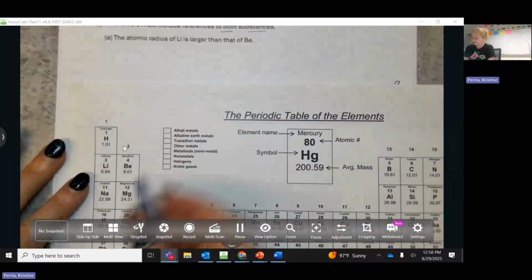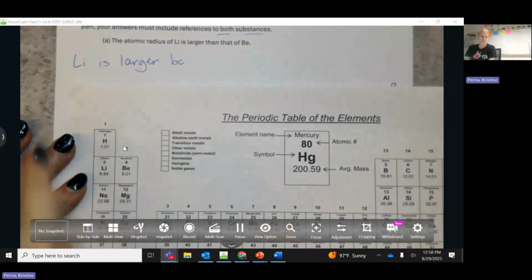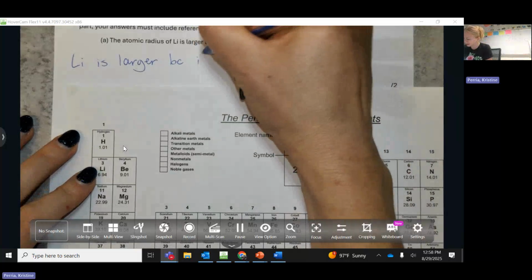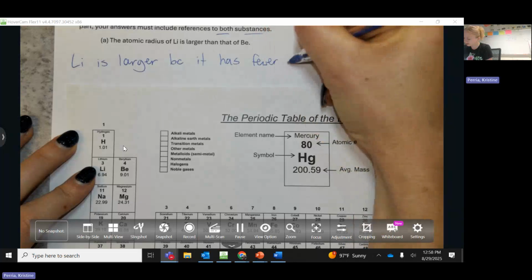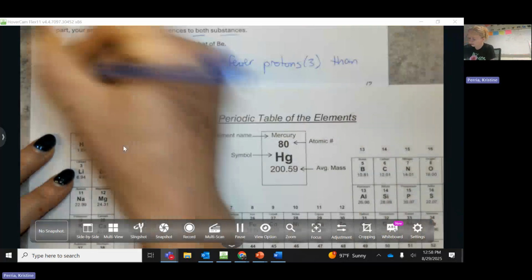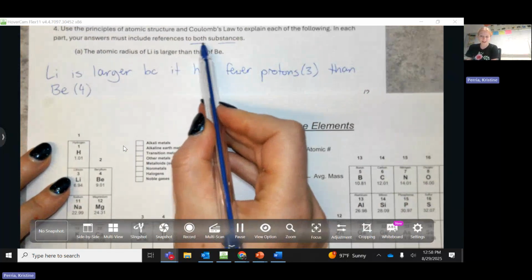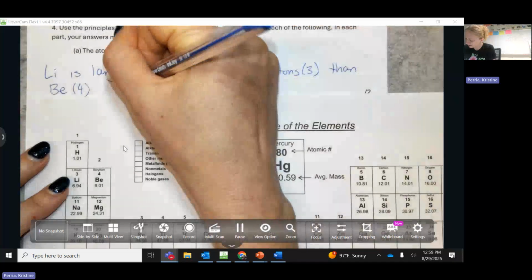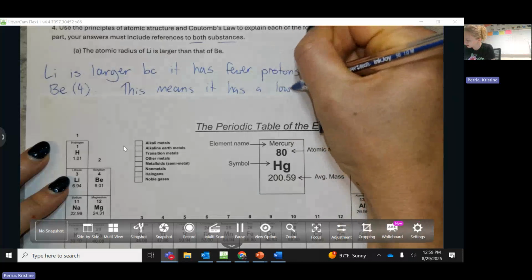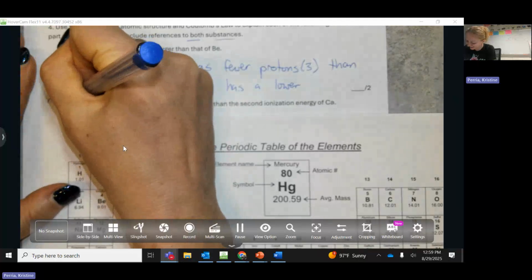So what we're going to want to say is lithium, Li, is larger because, and you're allowed to do these little abbreviations, bc is kind of commonly known as because, it has fewer protons, and I'm going to put the exact number, so it has 3 than Be, which has 4. Okay, so notice it says reference both substances, so I just did that, right? This means it has a lower, okay, right, because 3 is lower than 4. Oh, I ran out of space. I'll write real small. Nuclear charge.